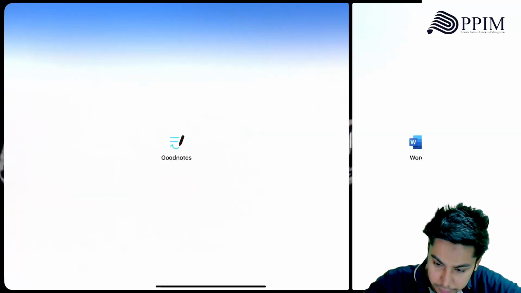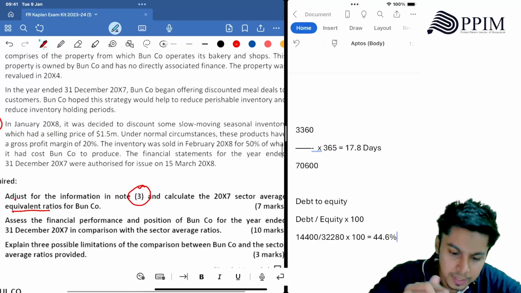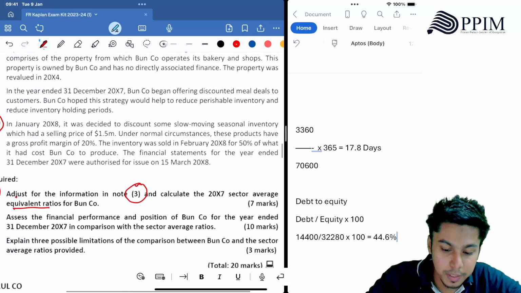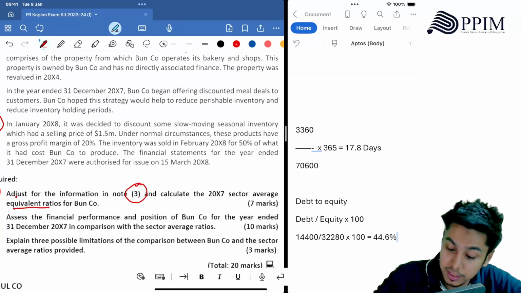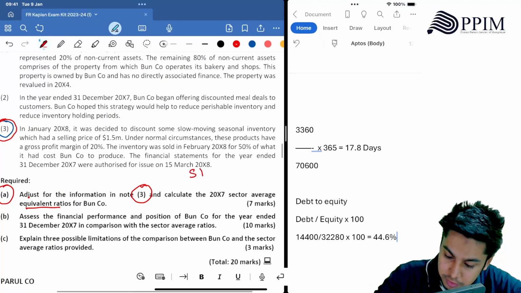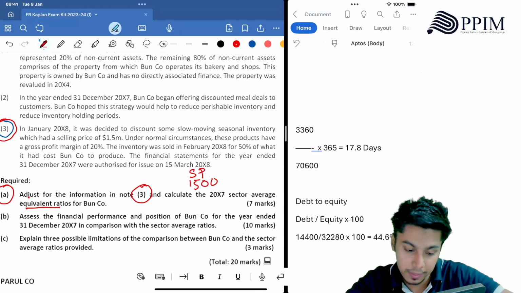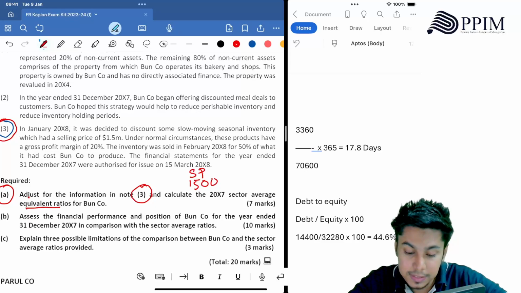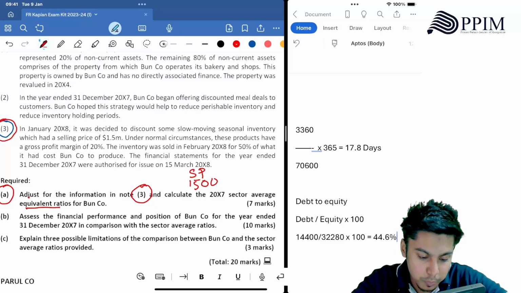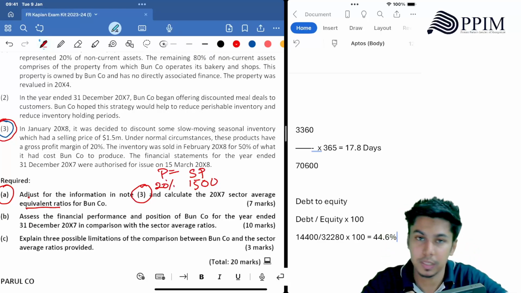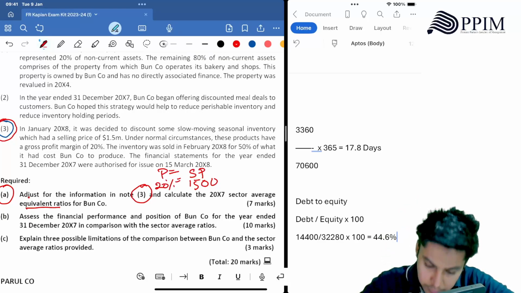Look at this one carefully. In January 2008, it was decided to discount some slow-moving seasonal inventory which had a selling price of 1.5 million. Normally the selling price for this is 1.5 million. Under normal circumstances, these products have a gross profit margin of 20%. That means normally these have a profit of 20%. Understood?